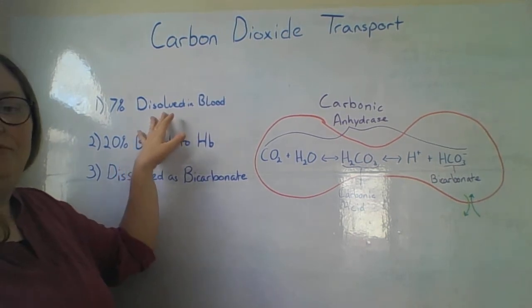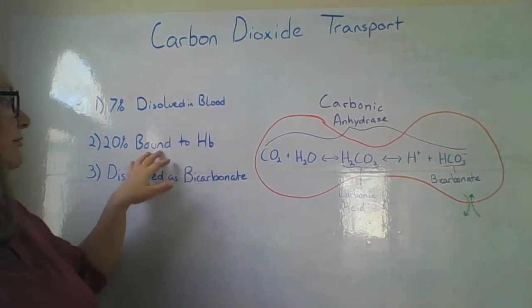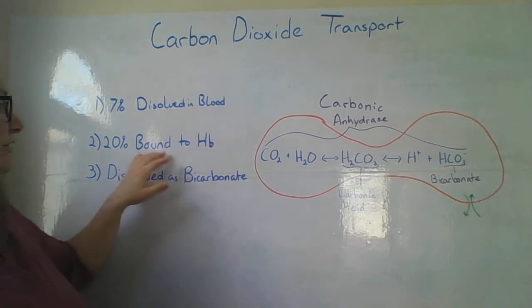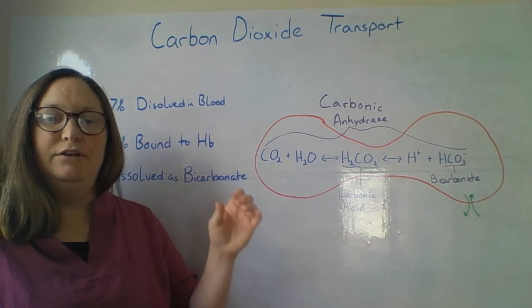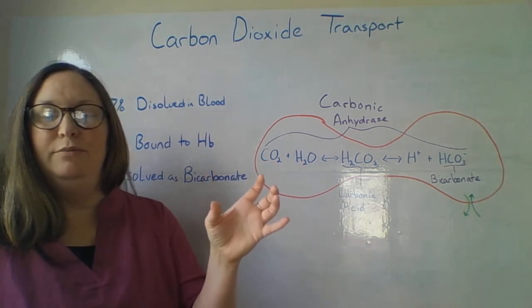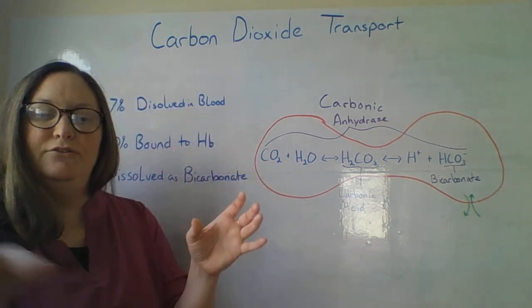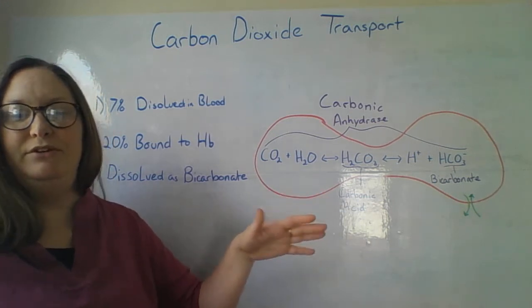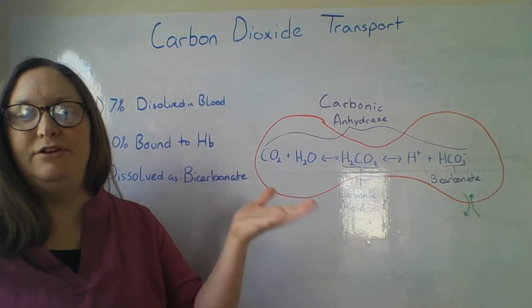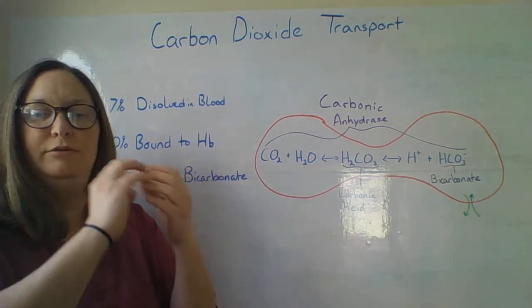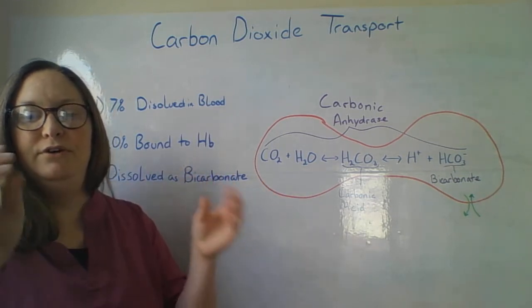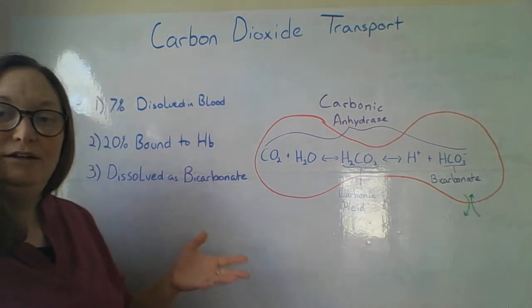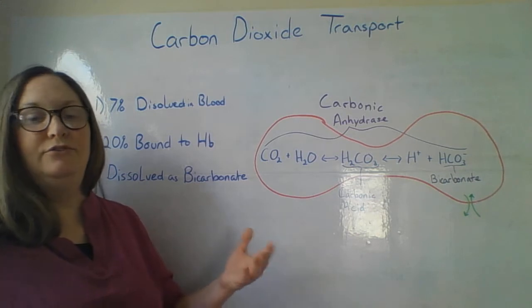7% travels dissolved in the blood, 20% bound to hemoglobin, and I want to talk about that for a second. When the carbon dioxide binds to the hemoglobin, it helps the oxygen dissociate. If you remember how we talked about the other day, the more carbon dioxide there is, the more the hemoglobin lets go of the oxygen. It dissociates, which is great because that means your tissues get more oxygen.